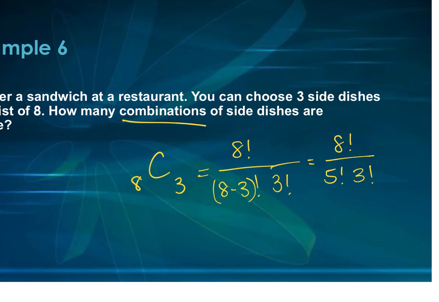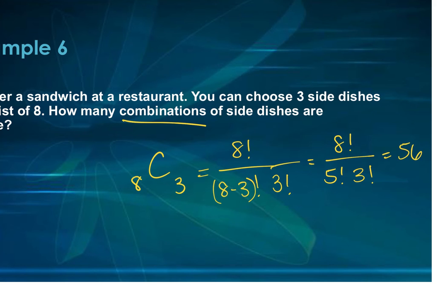Calculator time. Those of you that don't have the factorial button on your calculator, you're just going to have to do 8 times 7 times 6 times 5 times 4 times 3 times 2 times 1. Okay? 8 factorial divided by 5 factorial and then times 3 factorial. I got 56. You got 56?